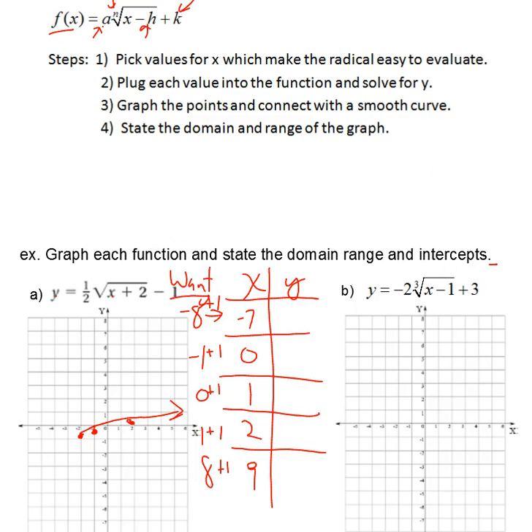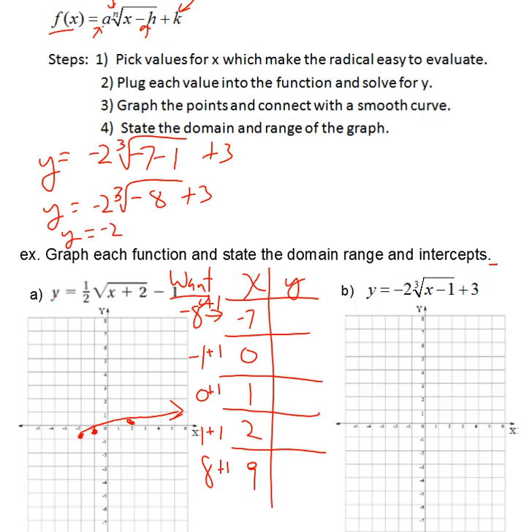If I plug in -7, I get y equals -2 times the cube root of -7 minus 1 plus 3. I get y equals -2 times the cube root of -8 plus 3. So I get y equals -2 times, well, the cube root of -8 is -2, plus 3. So when you do that math, don't you get 7? So (-7, 7) is my first value.